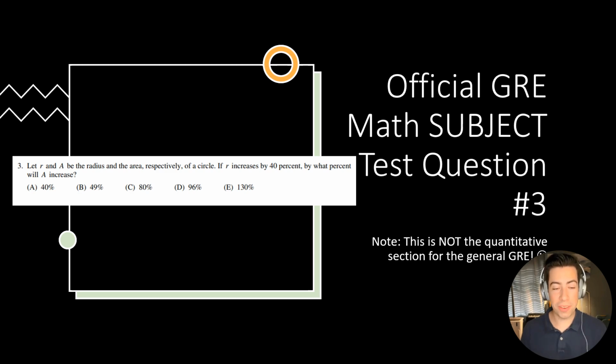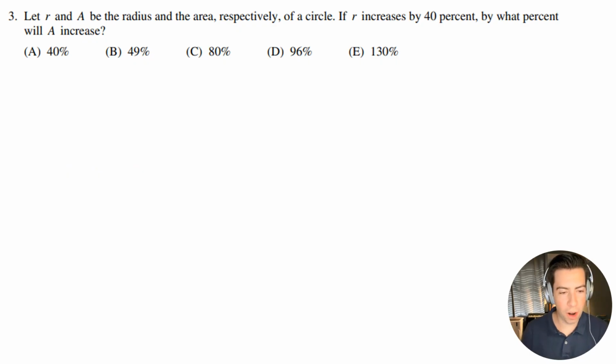All right, question number 3, let's get right into it. So we have, let R and A be the radius and area respectively of a circle. If R increases by 40%, by what percent will A increase? Okay, so the first thing we can do here is just recognize how R is related to A.